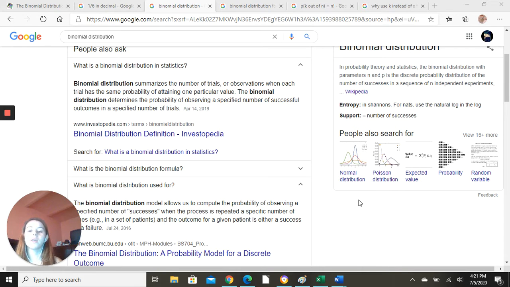Distributions. Okay, so first of all, what is a binomial distribution in statistics? Binomial distribution summarizes the number of trials or observations when each trial has the same probability of attaining one particular value. The binomial distribution determines the probability of observing a specified number of successful outcomes in a specified number of trials.